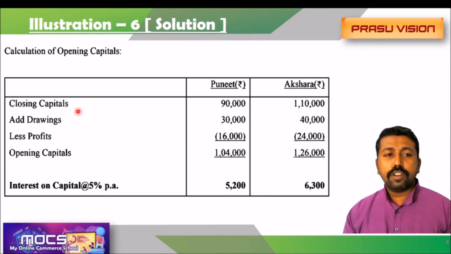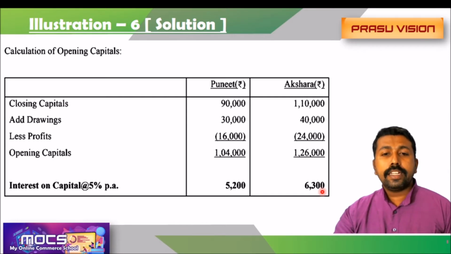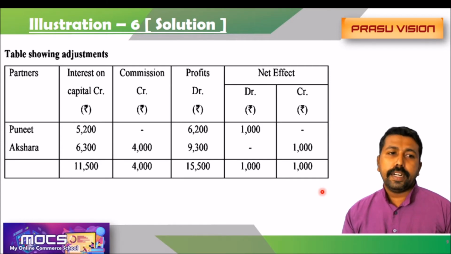So it's the normal procedure to find out the opening capital. Then we are finding out the interest on capital. For Puneet, 1,04,000 into 5 by 100, 5,200. And for Akshara, 1,26,000 into 5 by 100, 6,300. So we have calculated the value of interest on capital for each partner.